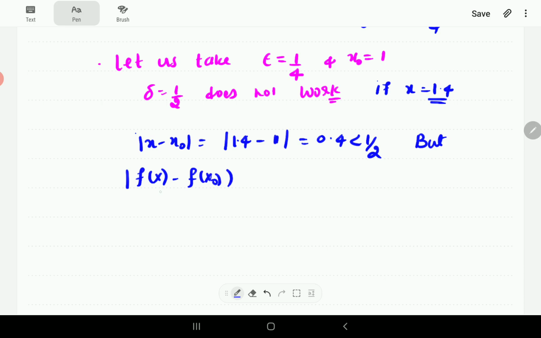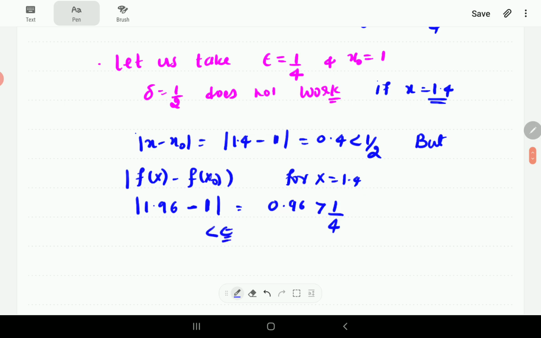When I take x equal to 1.4, your f of x, since it is x square, becomes 1.96. And since f of x naught is 1, this will be 1 here, so this is 0.96, which is greater than 1 by 4. This has to be less than epsilon, right? Epsilon is 1 by 4, so that should be less than 1 by 4.